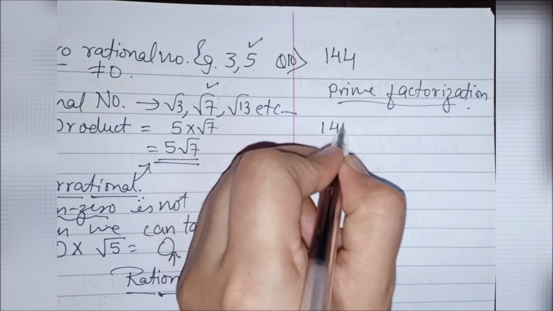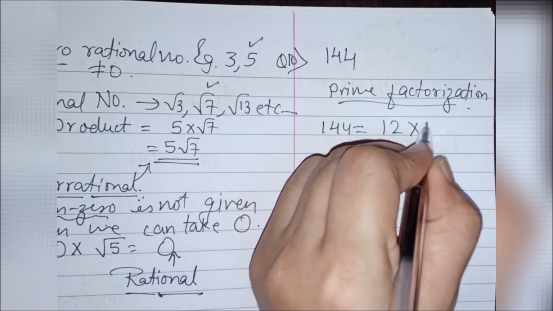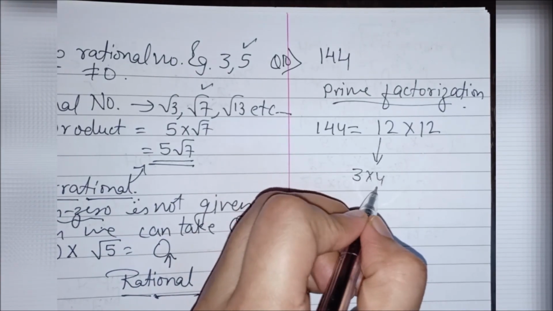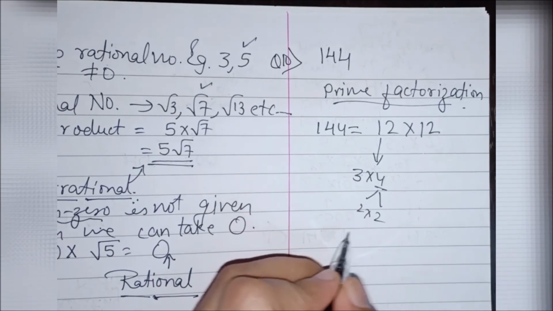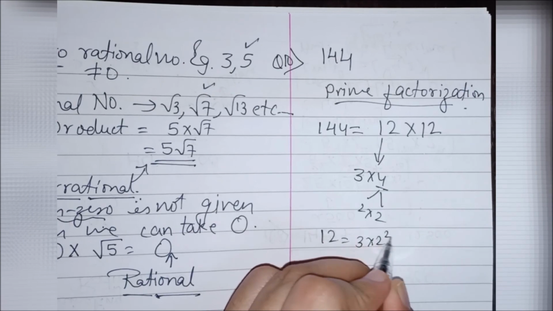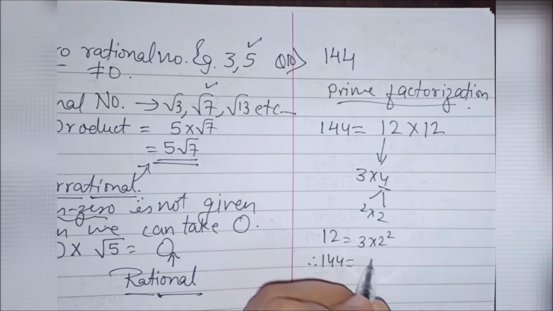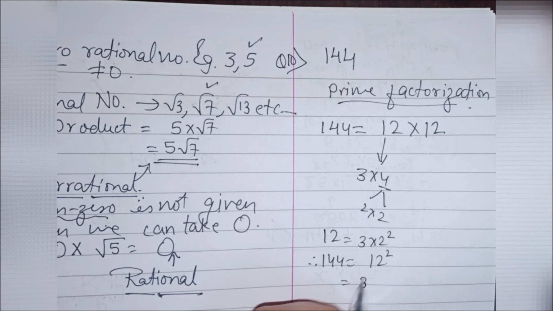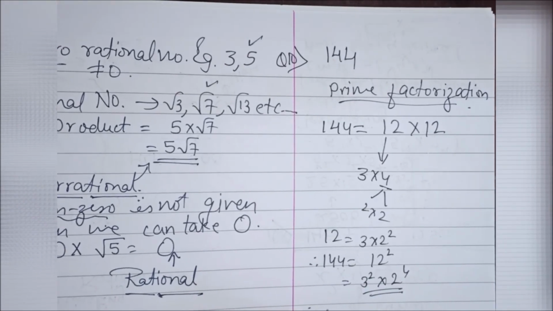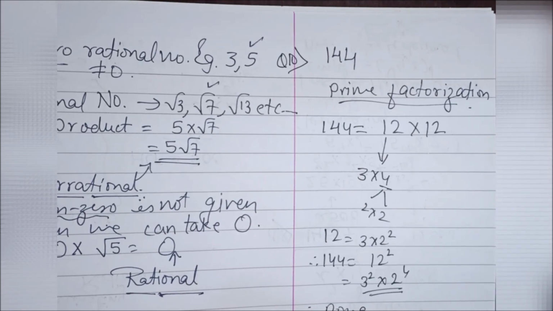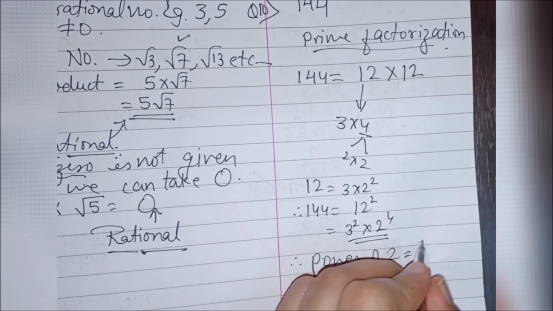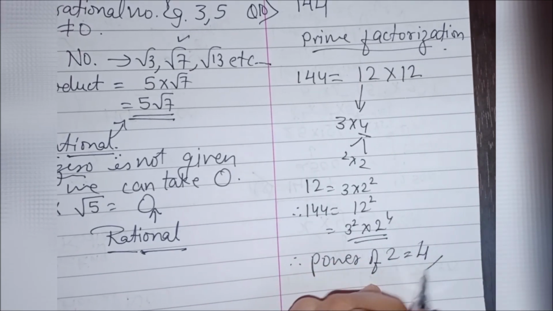Now 144, as you know, is the square of 12. Now only factorize 12. So this is 3 into 4. 4 can further be factorized as 2 into 2. So what can we write? 12 has the factors 3 into 2 square. So 144, when we write, we will square both the numbers. So we'll get 3 square into 2 square whole square, which is 2 raised to 4. So the question asked is, what will be the power of 2 in the number 144? So the power is 4.